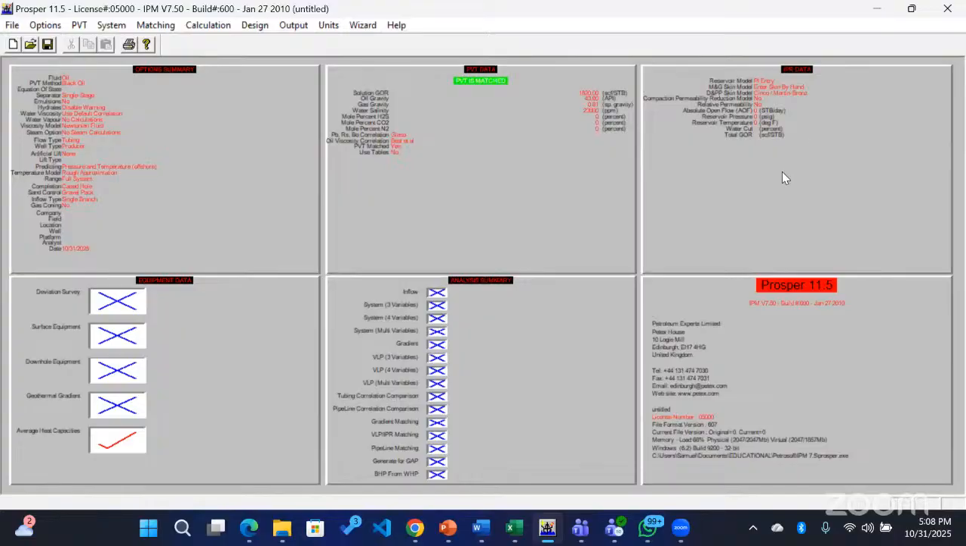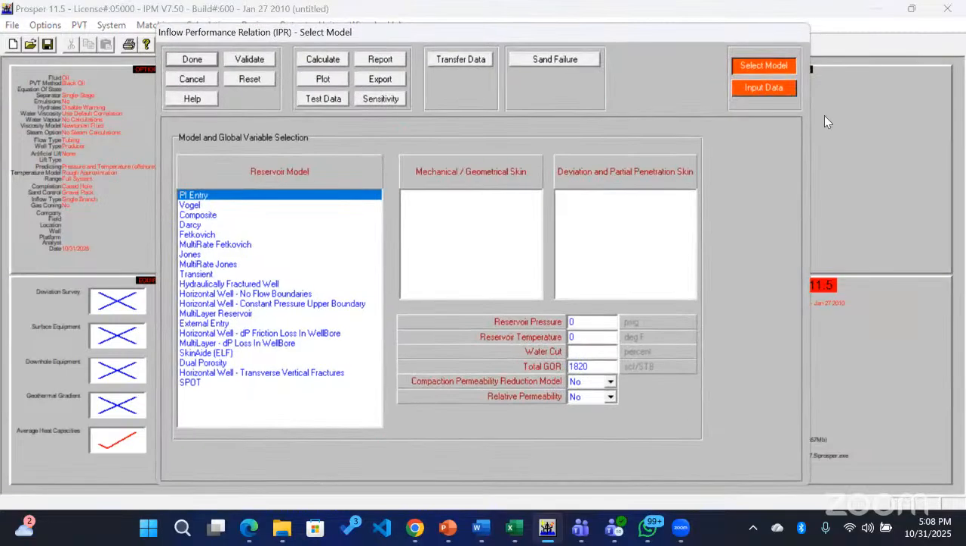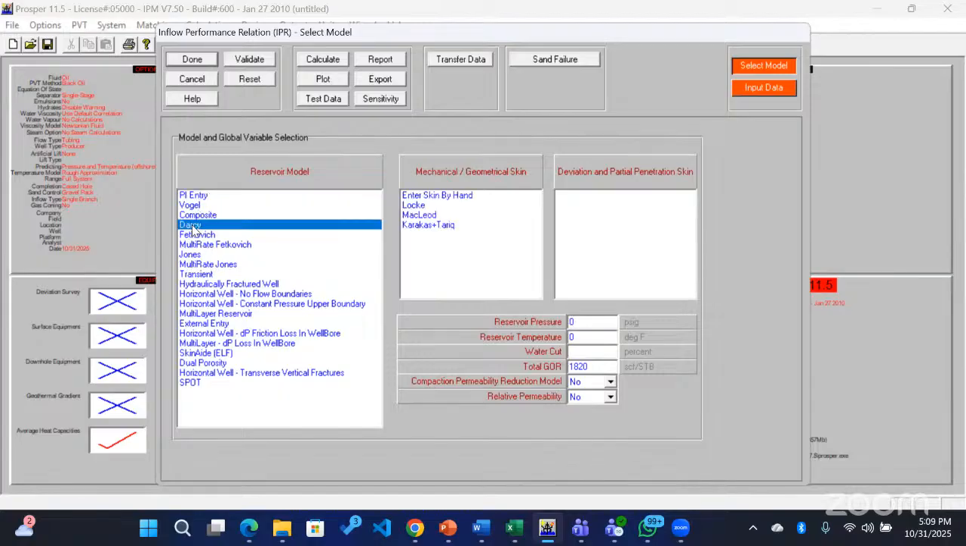So the next thing we want to enter is our IPR data. IPR is basically our inflow performance relationship, which means the deliverability of the reservoir into the wellbore. Here we have a lot of reservoir models, but if you remember, there's a place where we choose inflow type as single branch. In that case, we'll be using Darcy. We can use productivity index entry as one of the reservoir models, we can use composite, we can use Vogel, a lot of them there, but let's use Darcy.